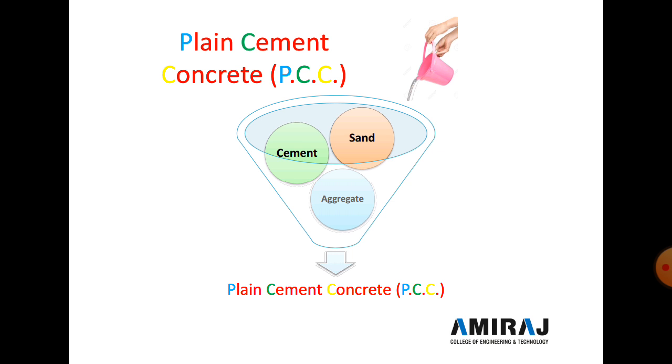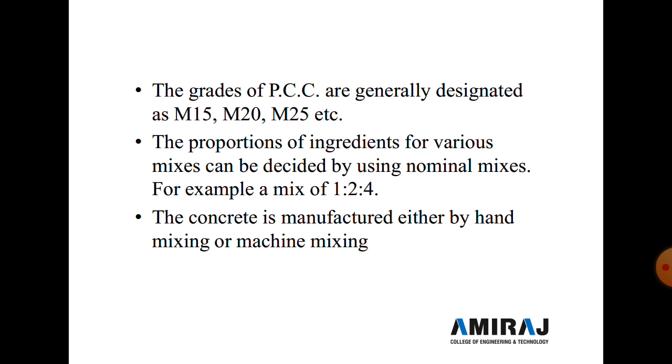So the grade of PCC is generally M15 grade concrete, M20 grade and M25 grade concrete. Now here, what is M? M is mix, and the number gives the compressive strength after 28 days, in Newton per mm square. So after 28 days if we get 15 Newton per mm square strength, it is M15 grade concrete. Now the process or procedure for deciding the proportion of the various ingredients of a particular mix is termed concrete mix design.